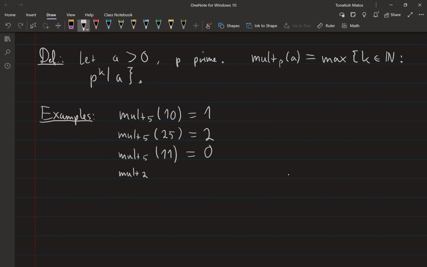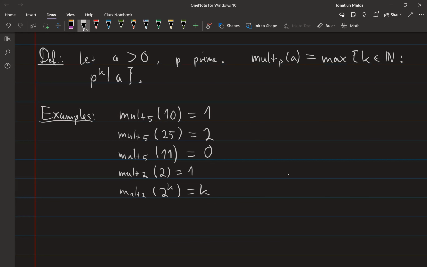So multiplicity sub 2, for example, answers the question, how even is your number? In the sense, how many times can you divide this number by 2 and still get a reasonable answer? So 2, well, that's only 1. Multiplicity of 2 sub, let's say 2 to the n. Well, this would be n, right? Okay, maybe.